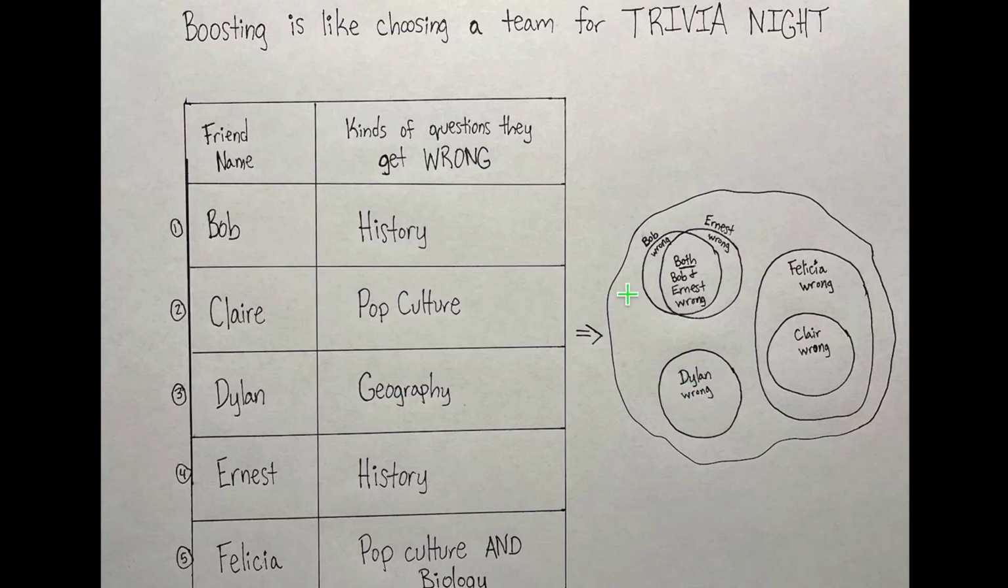So your team is composed of Bob, who's weak at history, Claire, who's weak at pop culture. You want someone who's not weak in either of those areas, which is Dylan. So you want someone from each one of the areas. This is essentially the boosting algorithm. That's what you do, is you pick your best classifier first, and then your next classifier is going to be a classifier that is better at classifying the ones that the previous classifier got wrong.